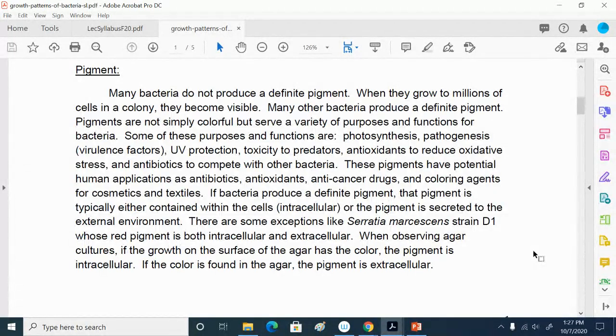There are certain bacteria like Serratia marcescens, strain D1, which has lots of pigment inside the cells, but it also secretes the pigment to the external environment. Serratia marcescens D1 produces a deep red pigment. It's actually very pretty. But that pigment is both inside and it's also secreted to the outside environment.